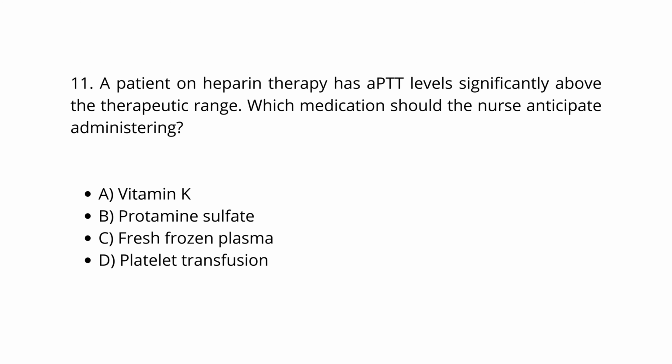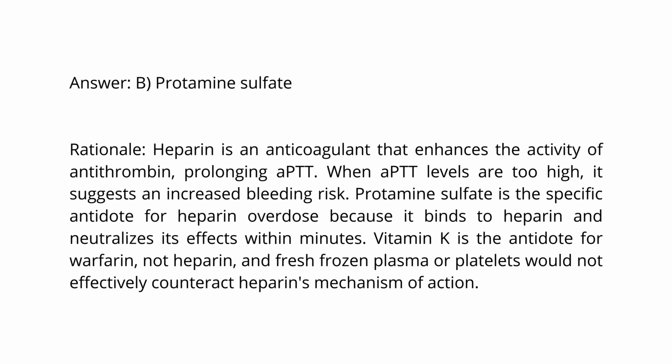11. A patient on heparin therapy has a PTT level significantly above the therapeutic range. Which medication should the nurse anticipate administering? A. Vitamin K. B. Protamine sulfate. C. Fresh frozen plasma. D. Platelet transfusion. Answer: B. Protamine sulfate.